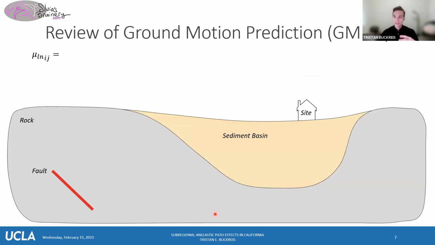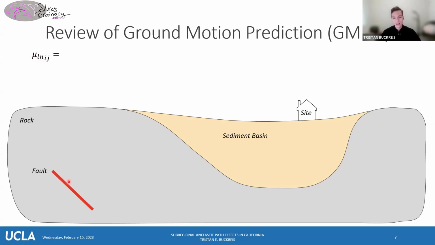So to tie this into how we model things, I have a simple cartoon schematic of how we have earthquakes. We have an earthquake at depth on a fault, and let's say we're interested in our site, which is a house. Let's say we have some soil, represented by the sediment basin beneath it, and then some rock at very deep depth. For ground motion models, we try to predict intensities, represented by this mu ln IJ, the mean log intensity for earthquake I at site J.